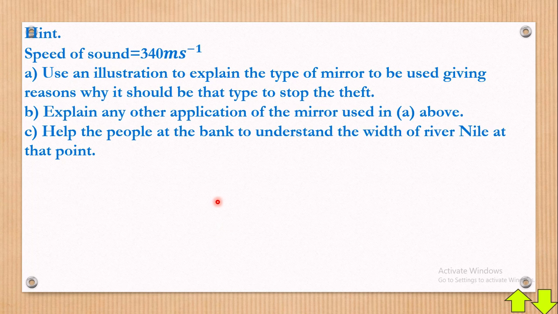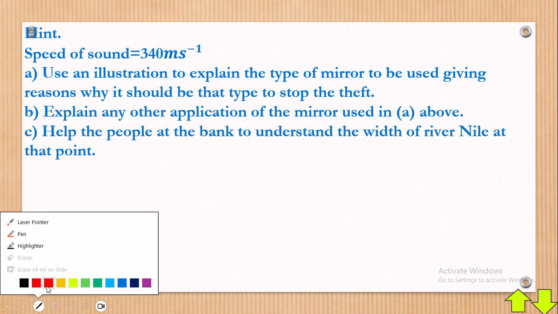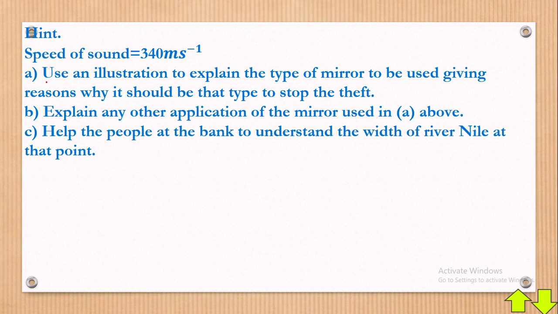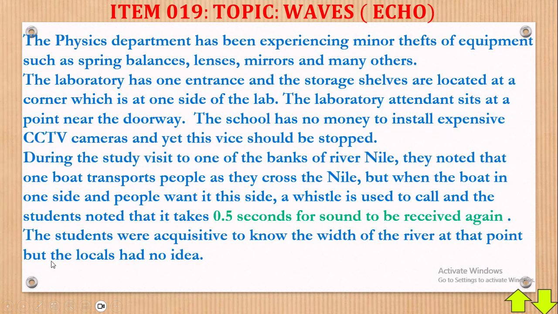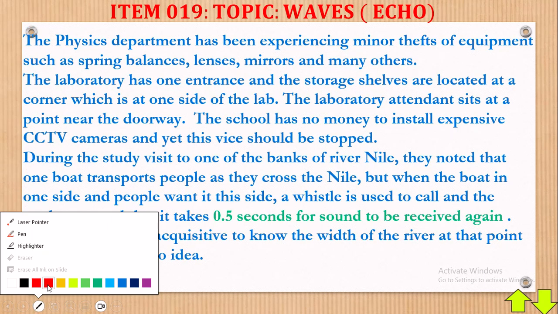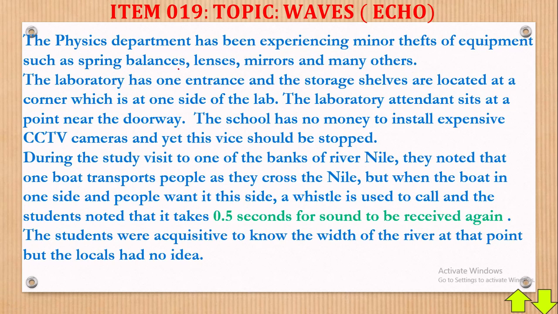Now with this, let's first get back here. Remember, we are analyzing part A so we can get it answered. Use the illustration to explain the type of mirror to be used. Then you must give reasons why we are picking that mirror. So let's go back here. We are going to get a picture of this.